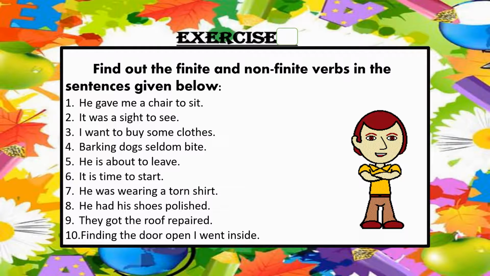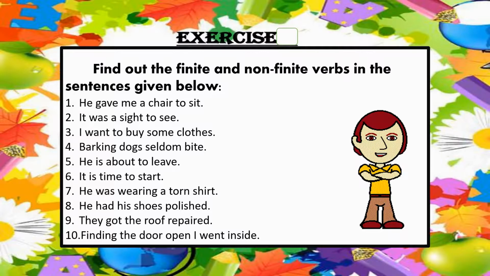I want to buy some clothes. Want is a finite verb, to buy is a nonfinite verb. Barking dogs seldom bite. Barking is a nonfinite verb, bite is a finite verb. He is about to leave. Is is a finite verb, to leave is a nonfinite verb.